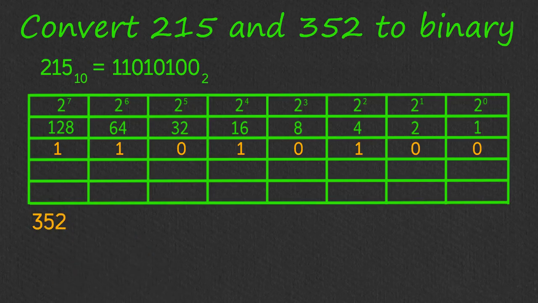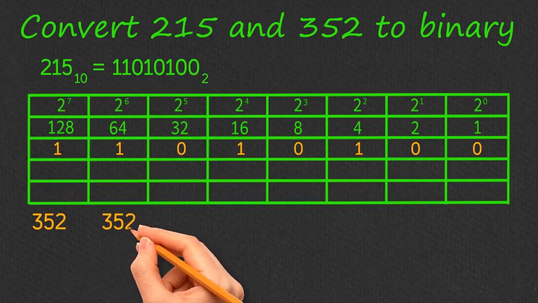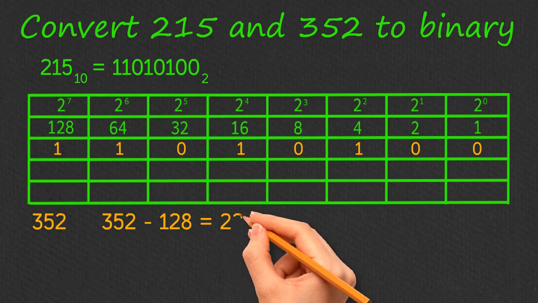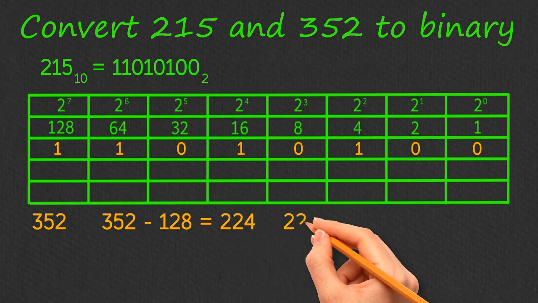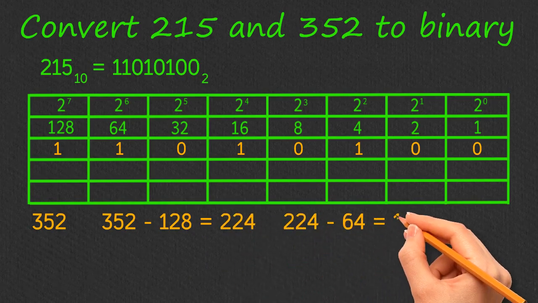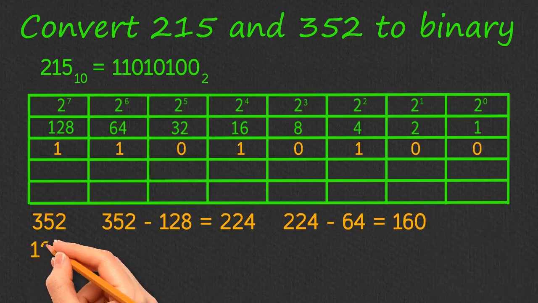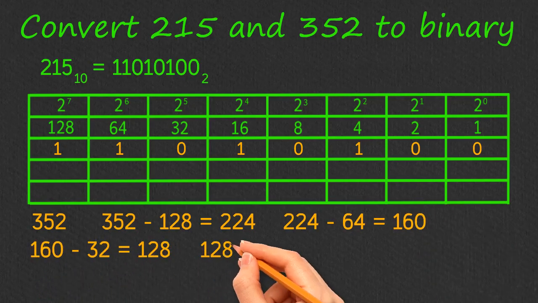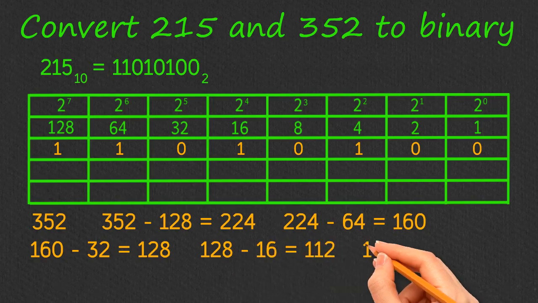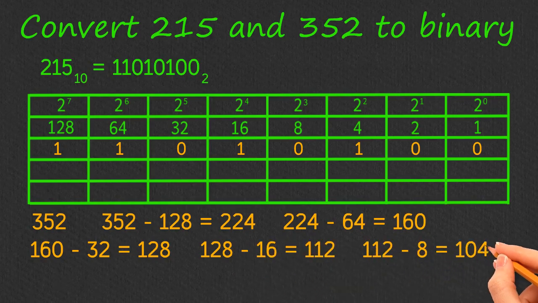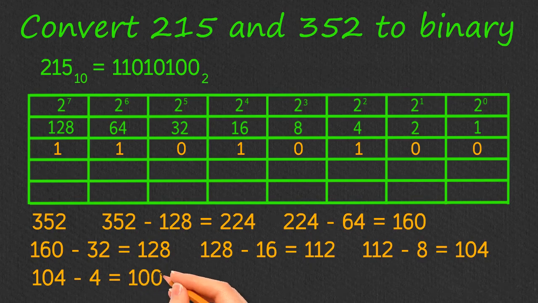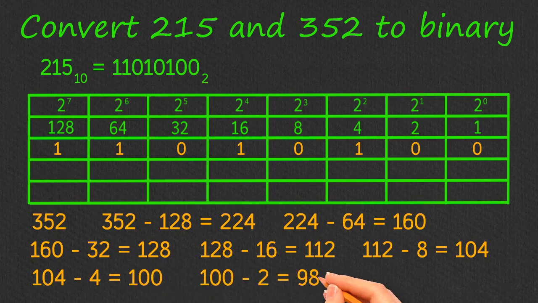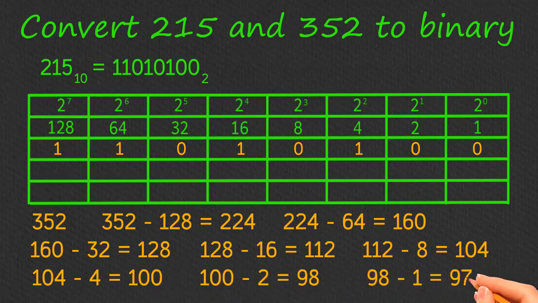Let us keep taking away all the place values that are smaller than our number and record the remainders. 352 take away 128 is 224. 224 take away 64 is 160. 160 take away 32 is 128. 128 take away 16 is 112. 112 take away 8 is 104. 104 take away 4 is 100. 100 take away 8 is 98. 98 take away 1 is 97.